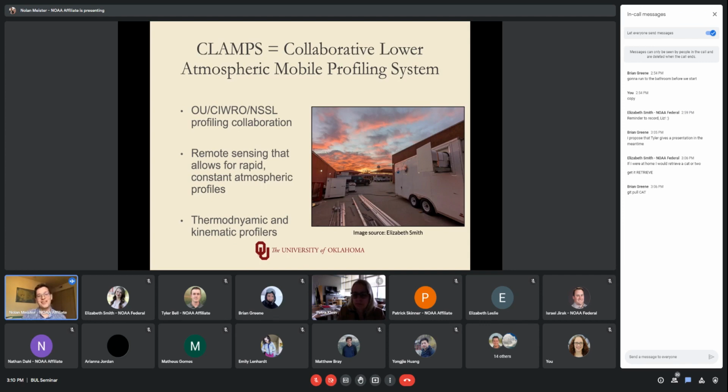So CLAMPS is an OU-NSSL profiling collaboration. There are two different CLAMPS trailers. They're mobile profilers, which is really cool because they can actually be run remotely. We don't need someone there to generate atmospheric profiles, and they can run over long terms. So we can get high resolution, rapid atmospheric profiles, both kinematically and thermodynamically. But we don't just get them over the course of hours or days. We can get these profiles over the course of weeks or even months.